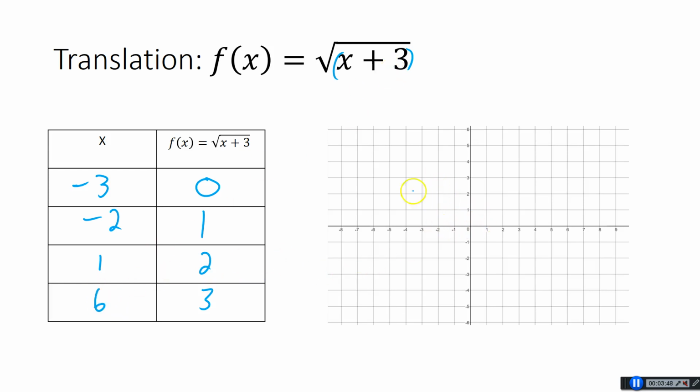Okay? So let's plot some of these points. So we have negative 3, 0. We have negative 2, 1.